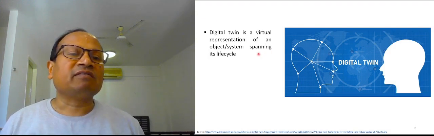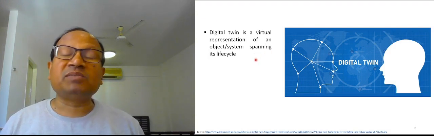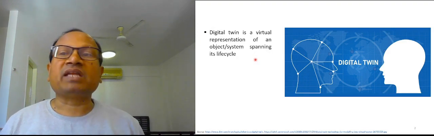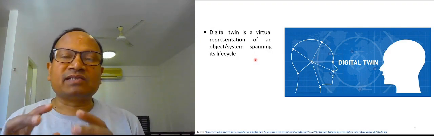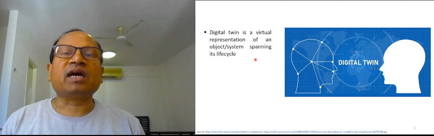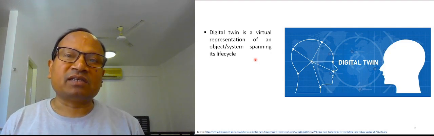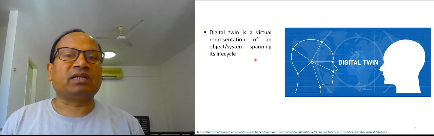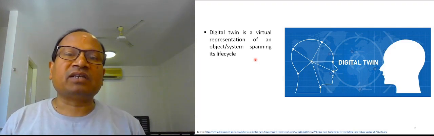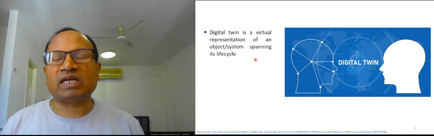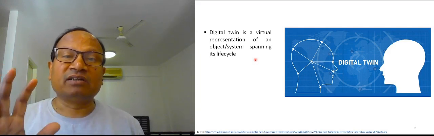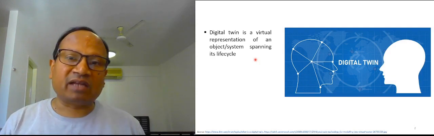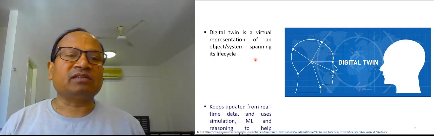A digital twin is a virtual representation of an object or a system spanning its life cycle. So there is a system which has a certain life cycle. Throughout its life cycle, the system can be represented as a digital twin. Rather, we can create a digital model, a digital system equivalent to that system as an exact replica, and that can span throughout the life cycle.